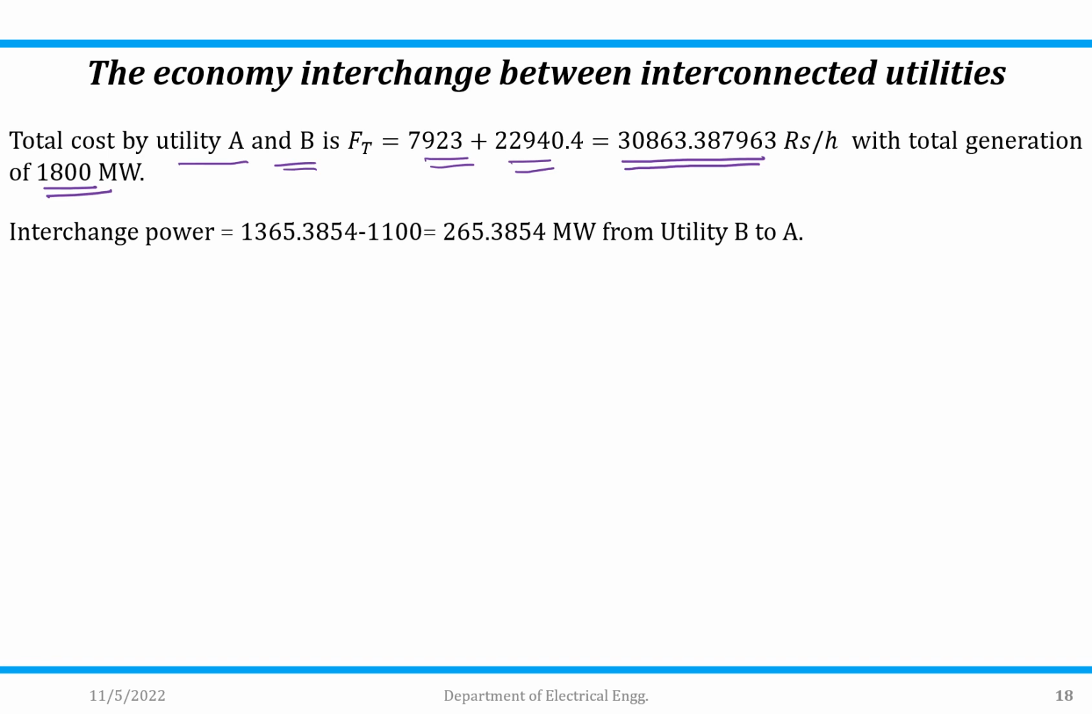Now what is the power to be interchanged? This was the total power generated by utility B when it was connected. This is the total power which we got by utility A when it was connected with B. So the interchange of power will take place from B to A, because it is maximum minus minimum. So 265.3854 megawatt of power, which is surplus power in area B, will be transferred from utility B to utility A.